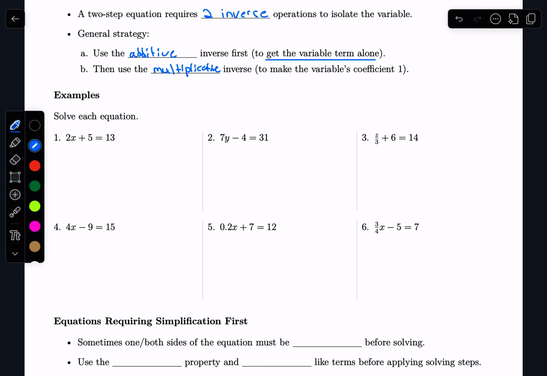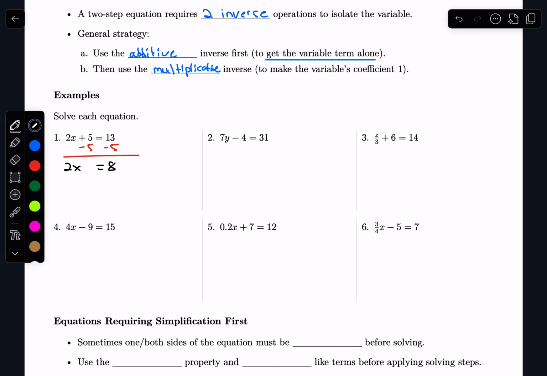Number 1 says 2x plus 5 equals 13. I'm going to start by using the additive inverse to move the 5 to the right side. So I'm going to subtract 5 from both sides of this equation. After doing that, the 5 and the negative 5 cancel each other out, so we're left with 2x equals 8 because we just subtract 5 from that 13. Step 1, just move that 5 to the other side. So whenever I say move, always I'm thinking additive inverse. It was a plus 5, so I did a minus 5 to move it to the other side.